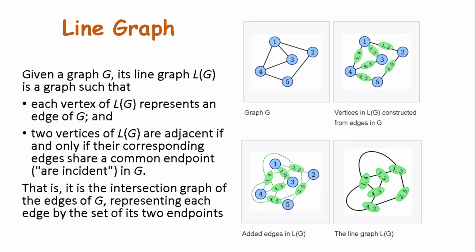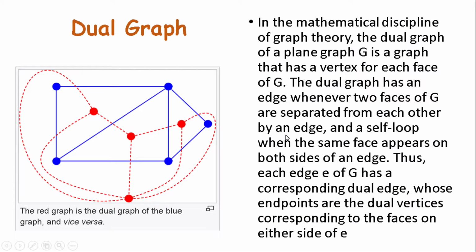So this is how we can convert a line graph, that is an edge coloring problem, to a vertex coloring problem. Okay. Further moving on to our next main topic, that is the dual of a graph. Dual of a graph, that is for a planar graph.